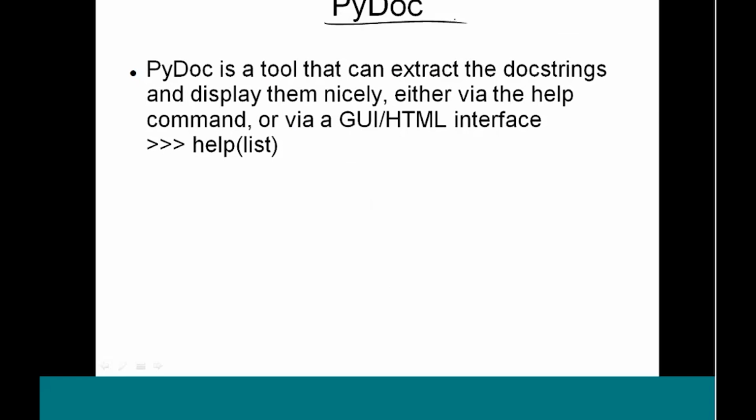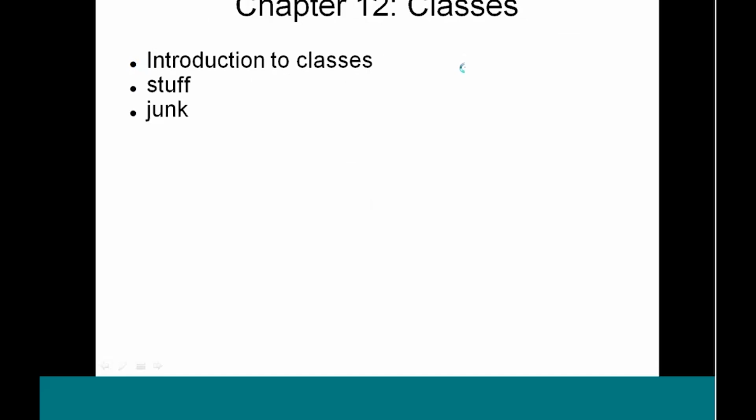Now there is also a tool called PyDoc. PyDoc is a tool that can extract the doc strings and display them nicely, either via the help command or via a GUI or HTML interface. So you can do help list and then basically it will print out all those different doc strings. And for any of the documentation, you can just go to the web and search on www.python.org and you can get a lot of information from this website.